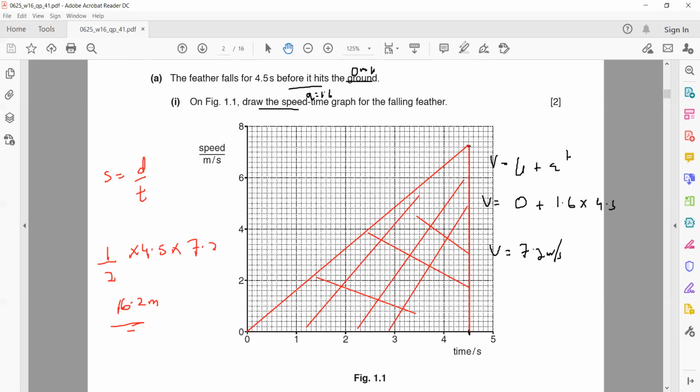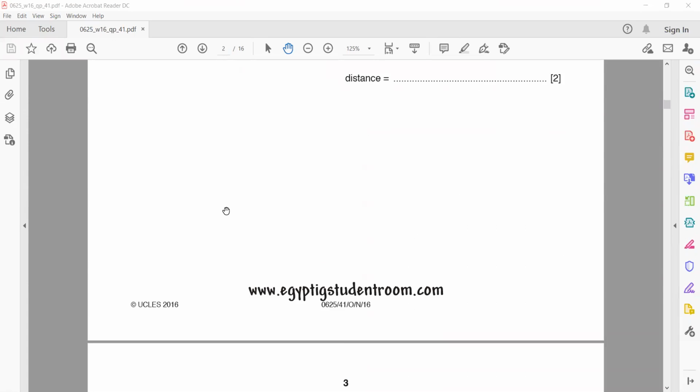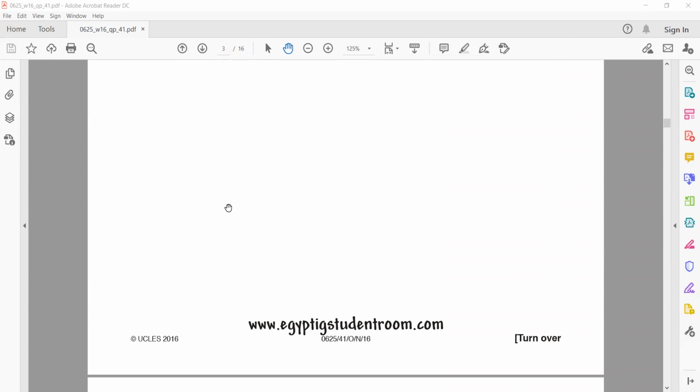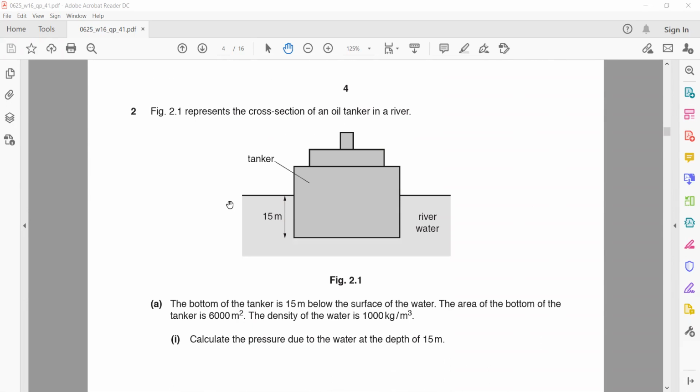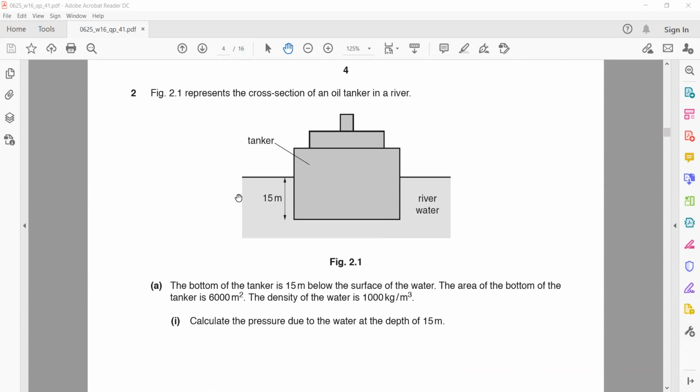So this was question 1. Any doubt in question 2? If you don't have any doubt, just type no. If you have a doubt, mention the part in which you have a doubt.